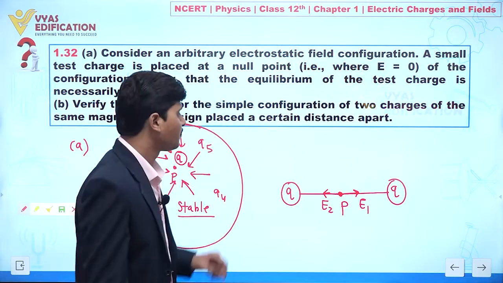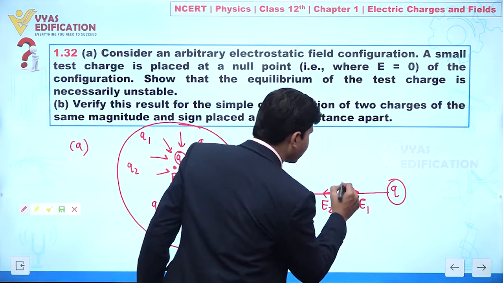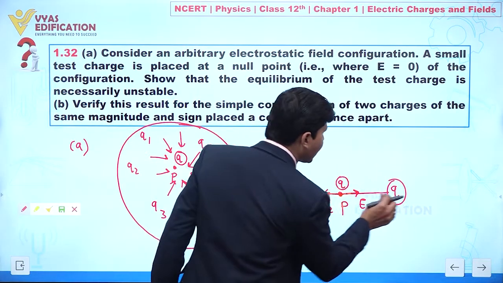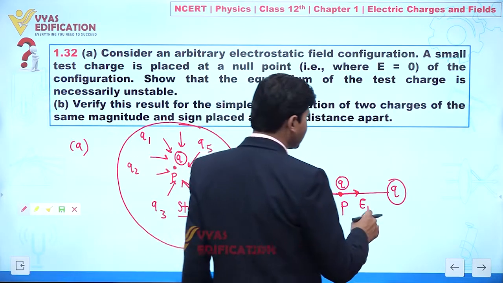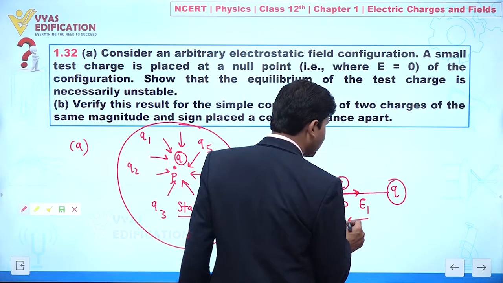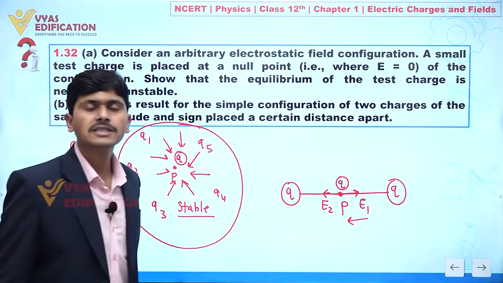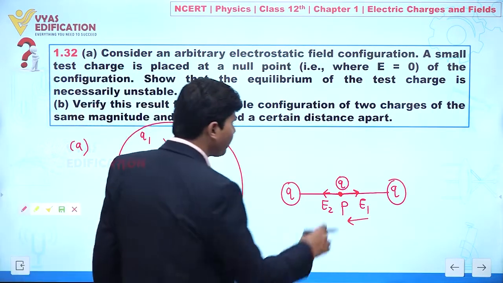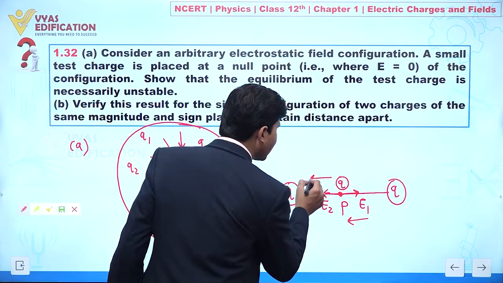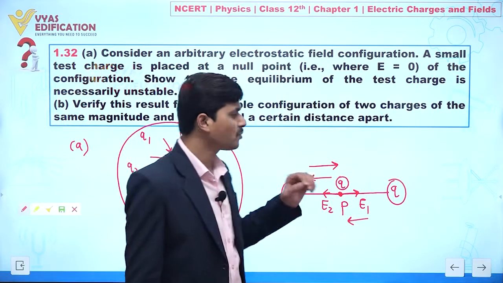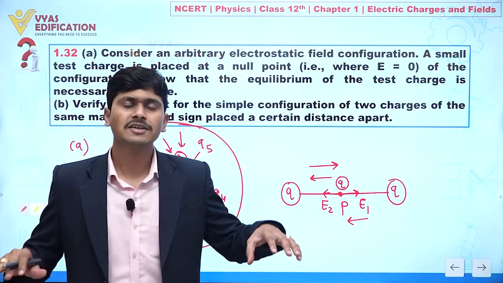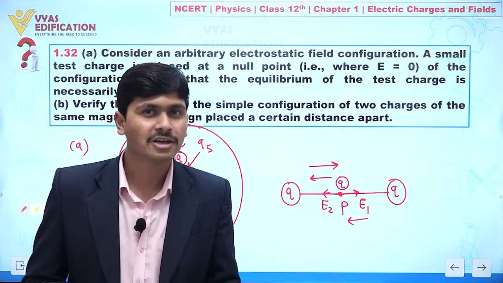Clear to everyone? Now if we displace a charge Q in the right direction, listen carefully, definitely we can say the charge will come again to its position P. So we can say a restoring force is acting. If we displace this charge Q in the left direction, the restoring force acts in this direction, so again it will come to position P. So in the horizontal direction we can say this charge is in stable equilibrium.